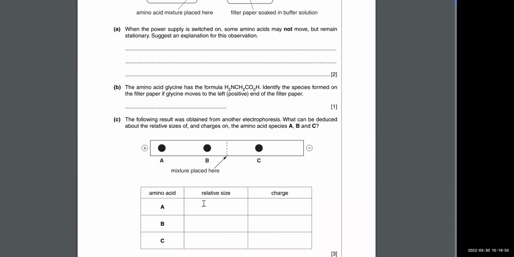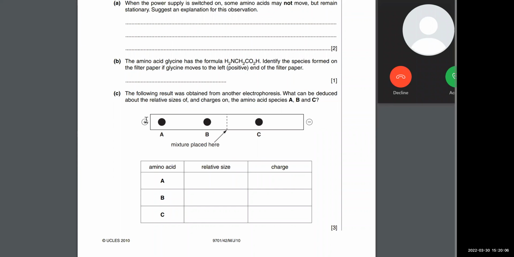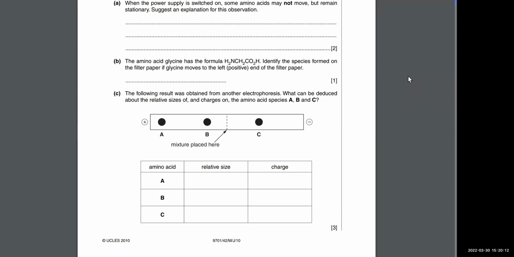Similarly, they gave spots here. Some of them are moving relative to size. Which will be the lightest? It's going to be A. The heaviest would be B because it's traveling the smallest distance. One of them is moving towards the negative side, so that's going to be the positive ion. The two of them are moving to the left side, so the charge can also be identified. Okay, is that clear?